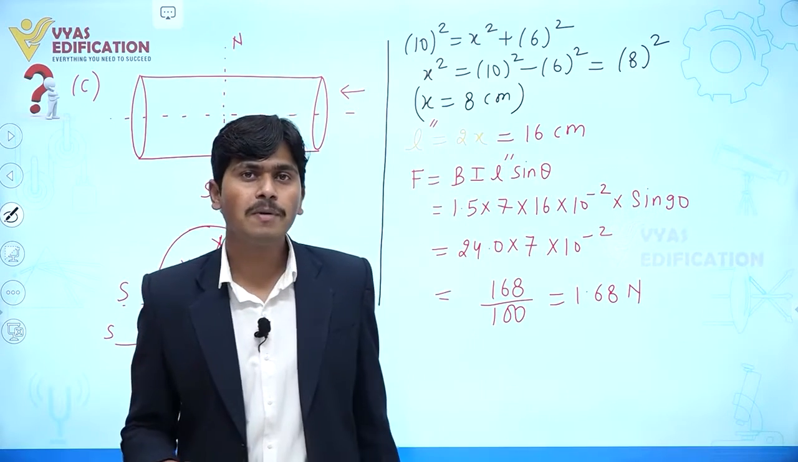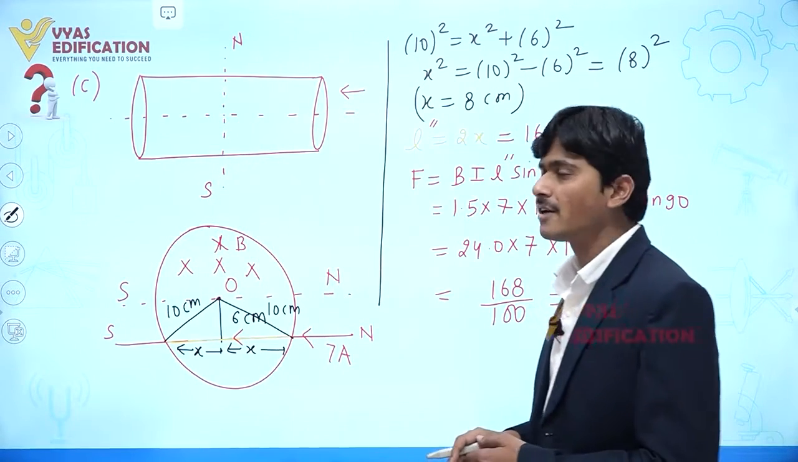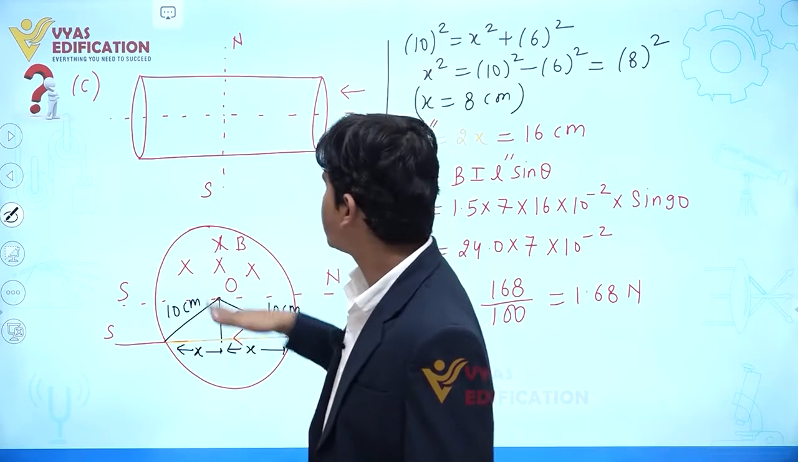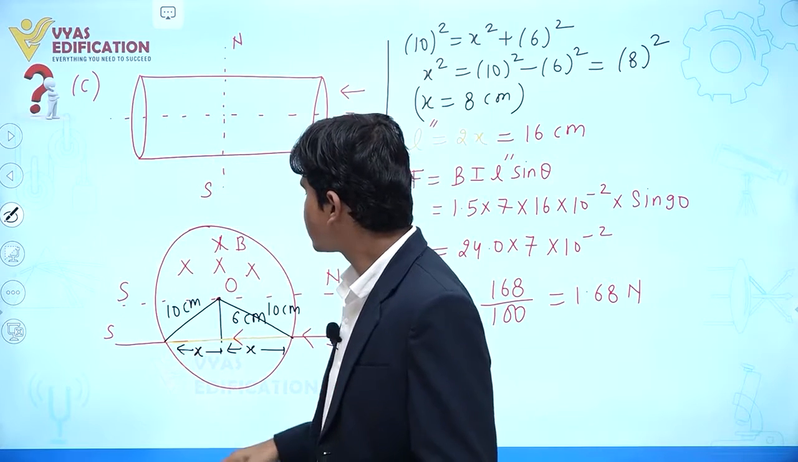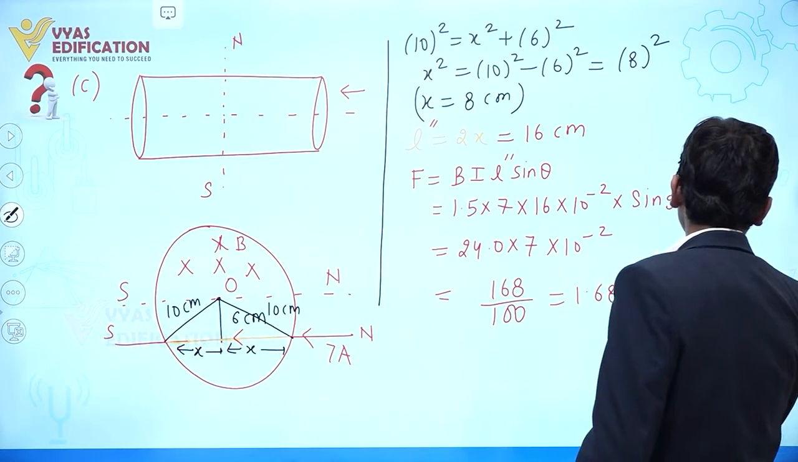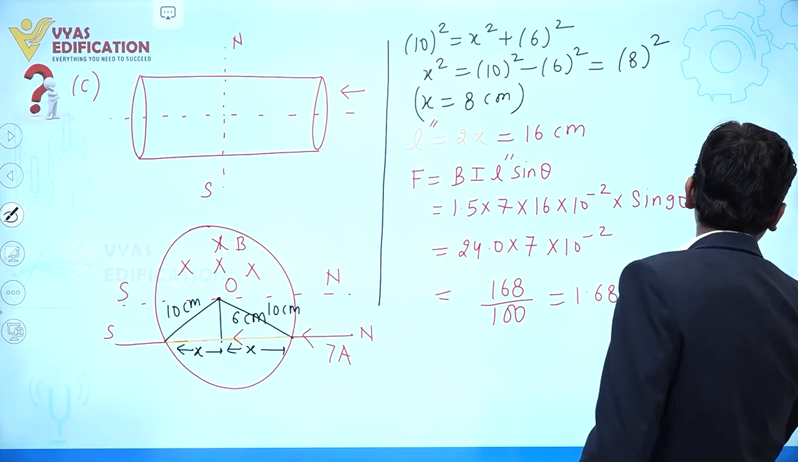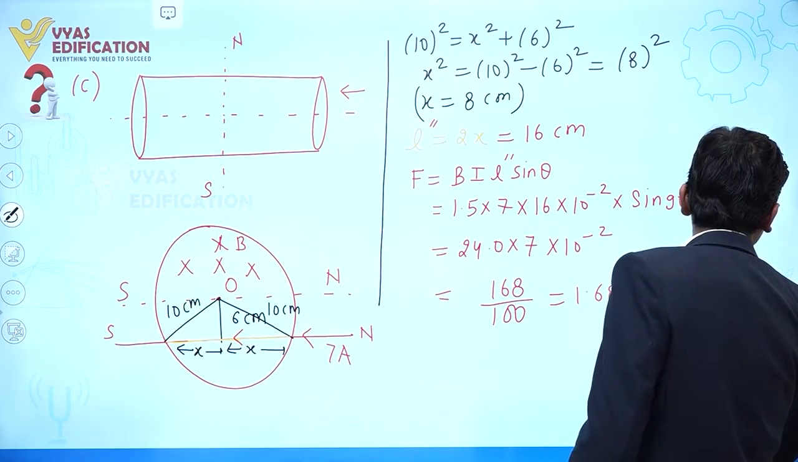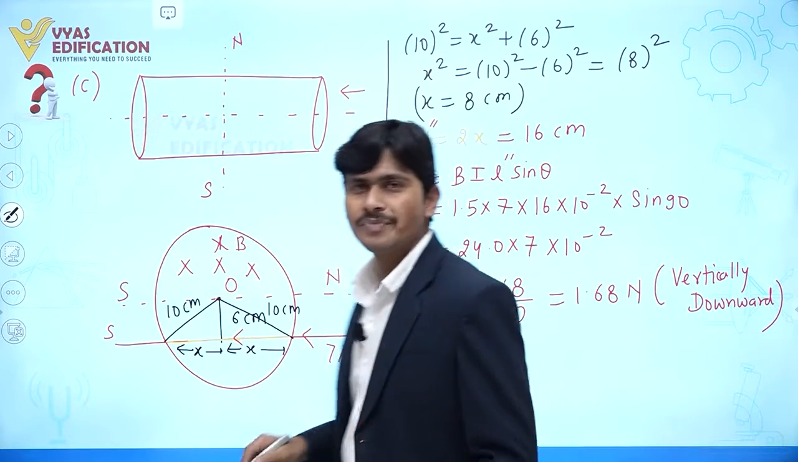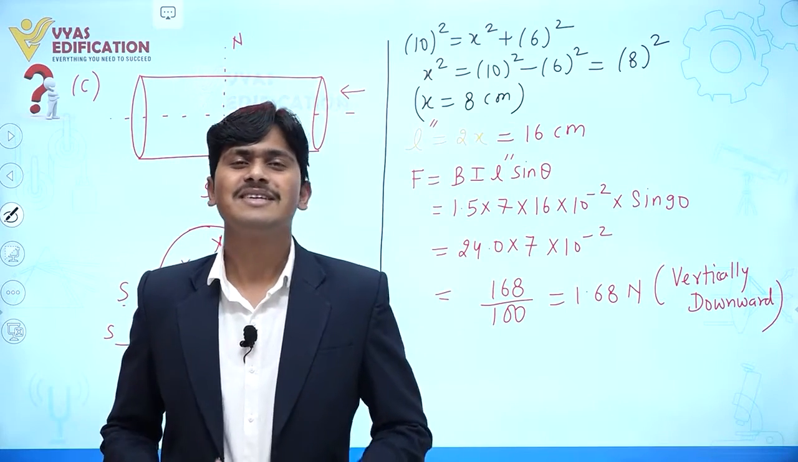And what about the direction of the force that is acting? These fingers are representing the direction of the magnetic field, and this one is representing the direction of current. So again we have the vertically downward direction. Clear to everyone? Yes or no? So this is all about this question.